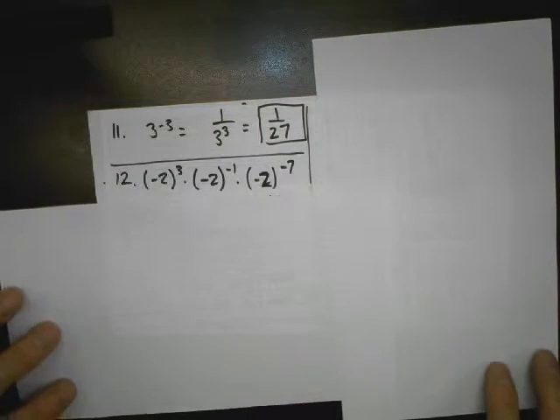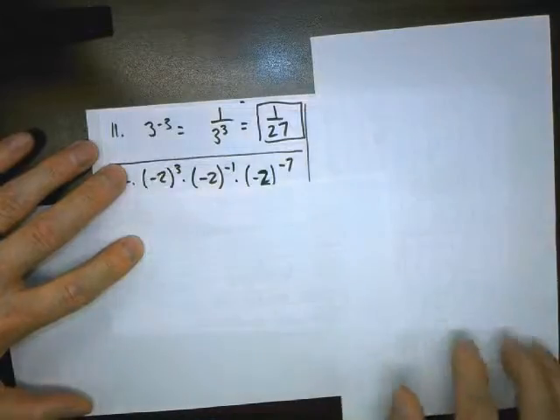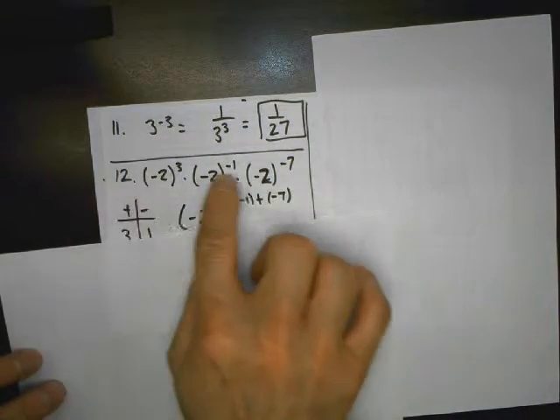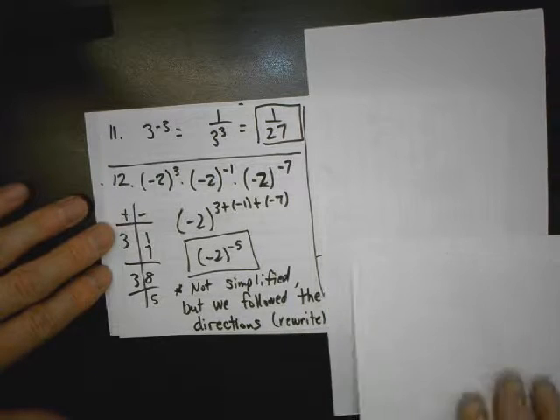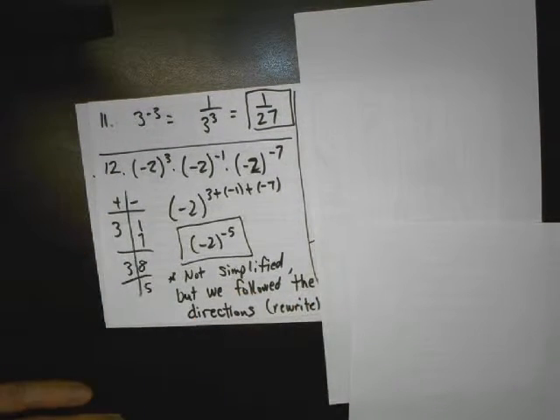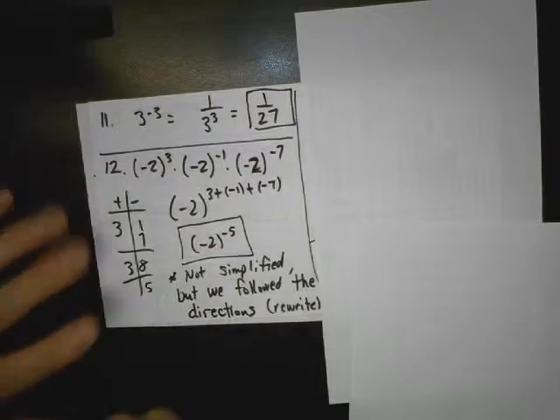For 12, they say rewrite. We say thank you because rewrite means we don't have to finish it. We just copy the base. For multiplying powers of the same base, we add the exponents using teams like I taught you in class. And we can stop right there because they said rewrite. They didn't say simplify. So I'm done at that point.